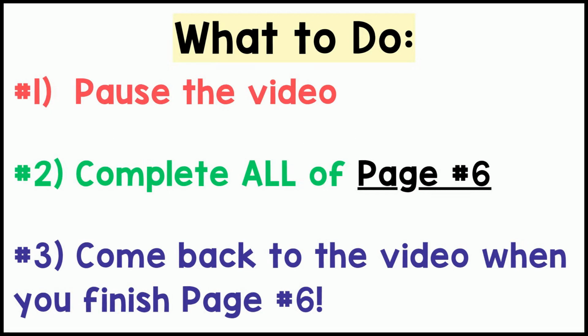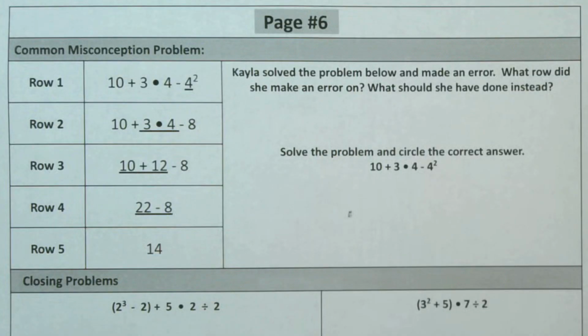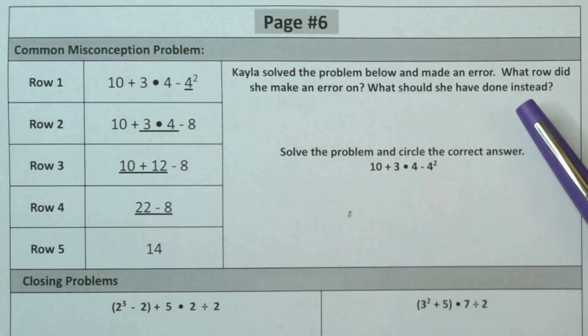Okay, we're almost done. Pause the video, complete all of page 6, and make sure to come back to the video once you're done page 6 to just check a couple problems and do one last thing. All right, let's take a look at page 6. Page 6 says, Kayla solved the problem below and made an error. What row did she make an error on? What should she have done instead?